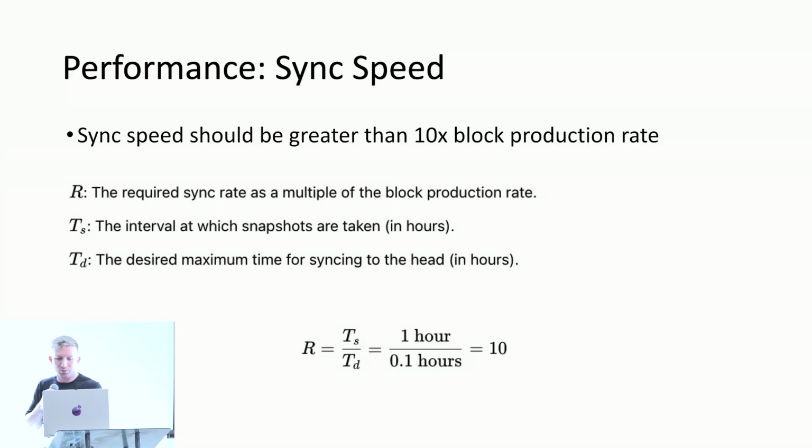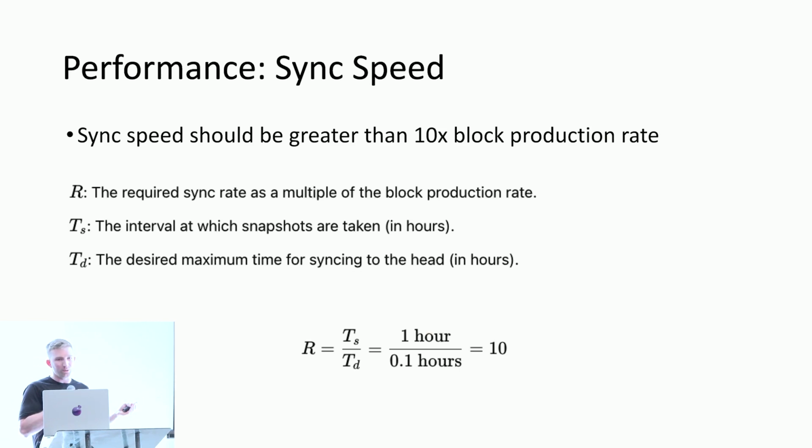The first way that we measure performance is through sync speed. What is sync speed? It's when you're not at the head of the chain yet and you're syncing up, how many blocks per second are being synced. We believe that at a very minimum, the sync speed should be 10 times the block production rate. Where did we get this number? It's a function of 2 things. The function isn't perfect, but it'll get you in a ballpark for your own chain.